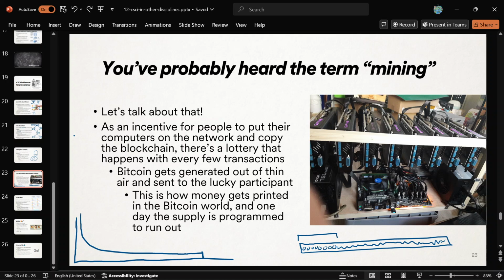It's just like everybody's trying to solve a math problem to verify the most recent transactions, and whoever solves it first gets money. That's how mining works, right? So that's kind of cute. That's kind of fun. So that's an incentive for people to use their Bitcoin. So it's just a lottery, and it happens every couple transactions. They're all jumbled together. Just like one lucky person gets that new Bitcoin.